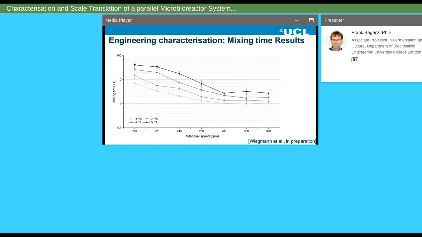The mixing time as a function of the rotational speed, as shown in the figure here, was found to range between 1 and 42 seconds. An increased working volume generally led to longer mixing times, whereas increased shaking speed shortened mixing times. This is an expected result, and it also agrees with previous studies where a similar trend was demonstrated, as shown in this table for different miniature bioreactor systems.